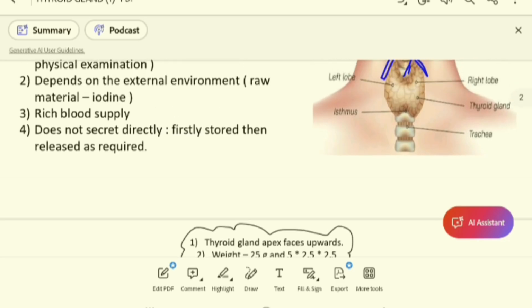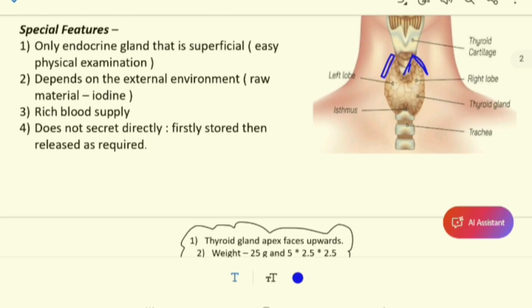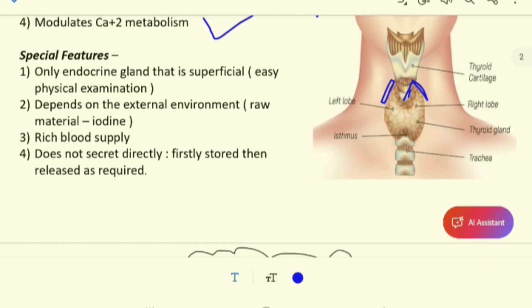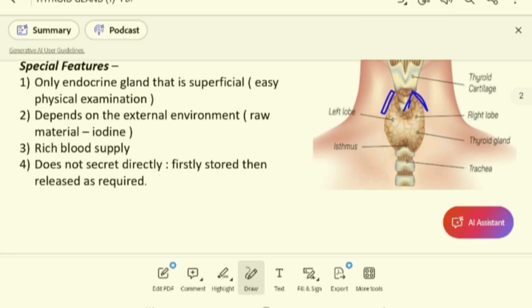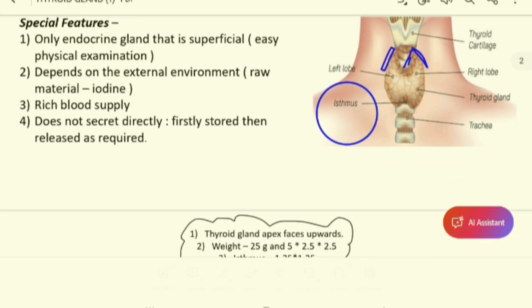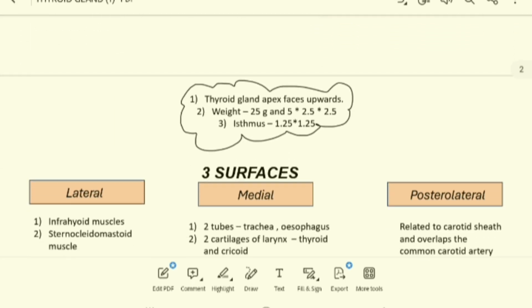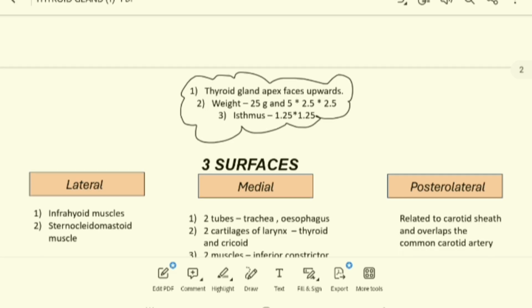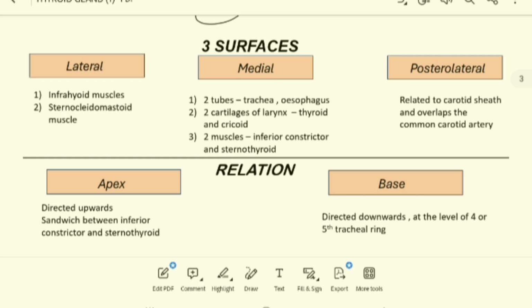The isthmus, as you can see in this picture, is a connective tissue that is going to link these two lobes of the thyroid gland. So this is the isthmus. Make a note of it. And it is 1.25 into 1.25.